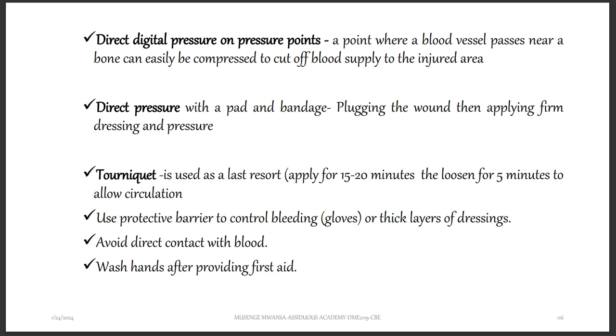You are going to use protective barriers to control bleeding, for example gloves or thick layers of dressing, because if someone has some kind of disease or sickness that can be spread via blood and you are just open like that, you can be infected. Avoid direct contact with blood. Wash hands after providing first aid. So this is how we can manage bleeding, all right?